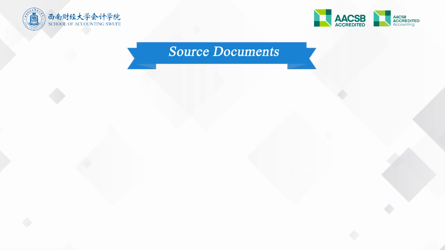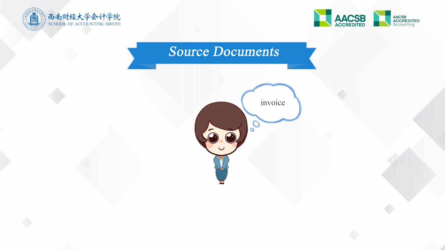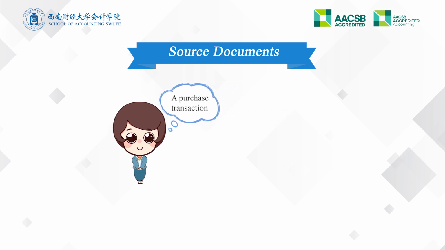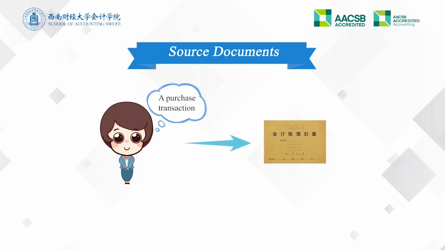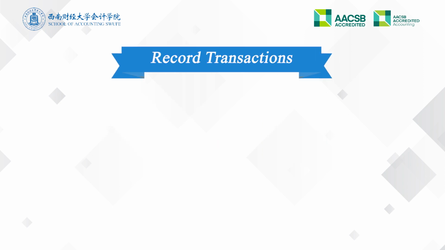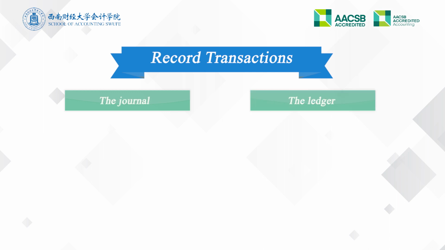After the accountant identifies a transaction based on a source document, for example, Ms. Lee saw an invoice from a supplier and knows that a purchase transaction has occurred, and the trading party is supplier A. Then she needs to record the purchasing transaction into a book. In the accountant's book, there are two types of documents that record transactions. One is the journal, and the other one is the ledger.